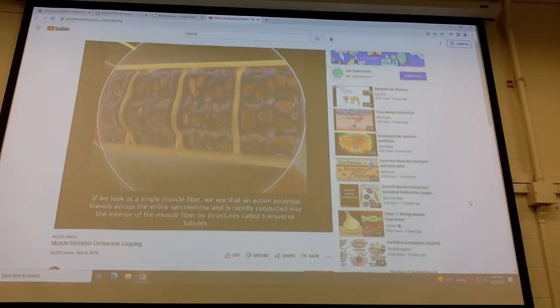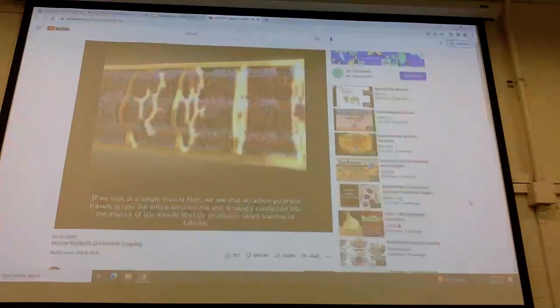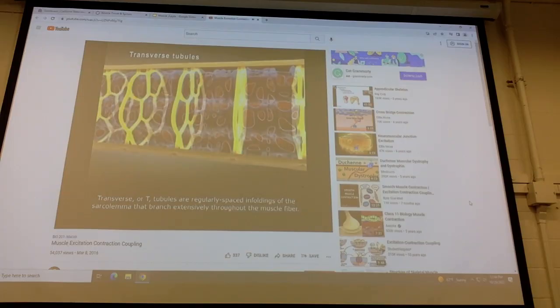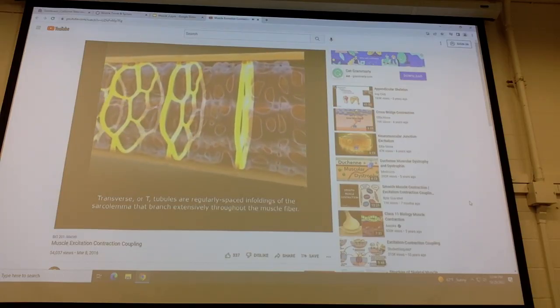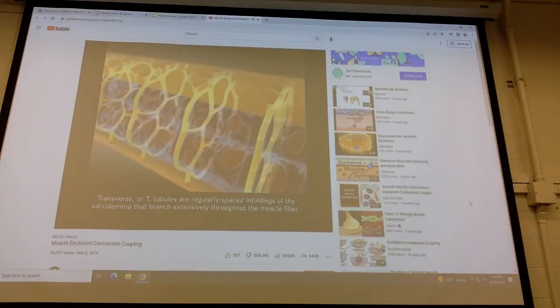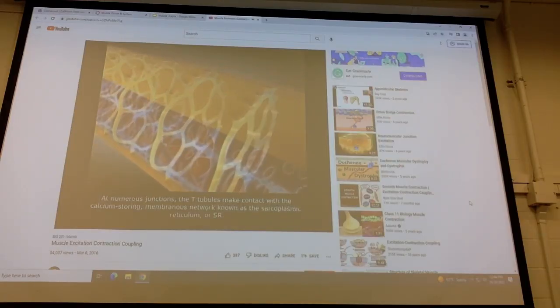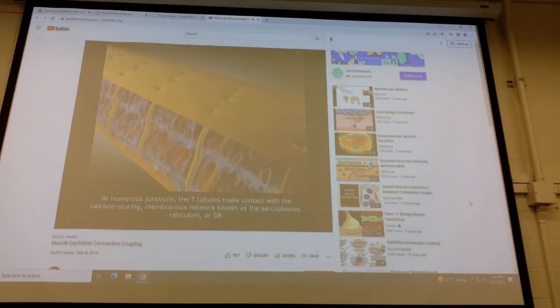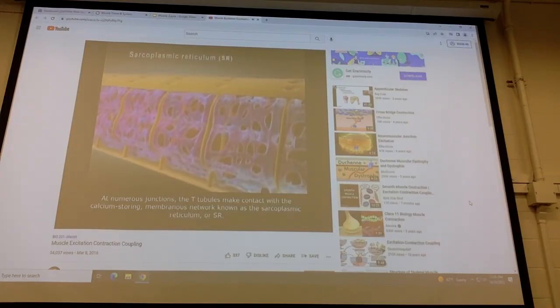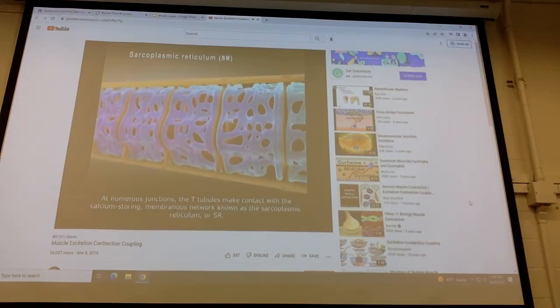If we look at a single muscle fiber, we see that an action potential travels across the entire sarcolemma and is rapidly conducted into the interior of the muscle fiber by structures called transverse tubules. Transverse, or T-tubules, are regularly spaced enfoldings of the sarcolemma that branch extensively throughout the muscle fiber. At numerous junctions, the T-tubules make contact with the calcium-storing membranous network known as a sarcoplasmic reticulum, or SR.